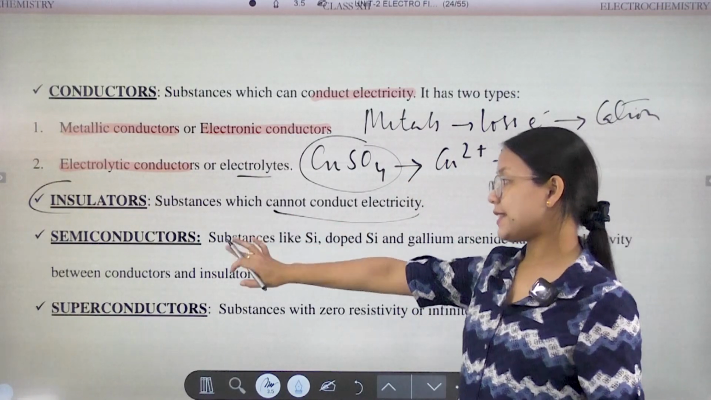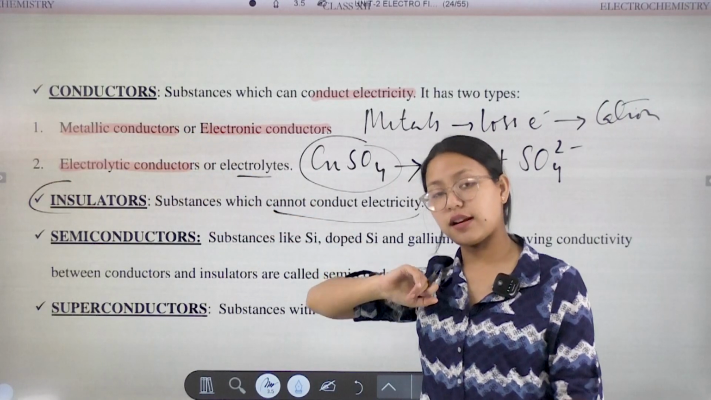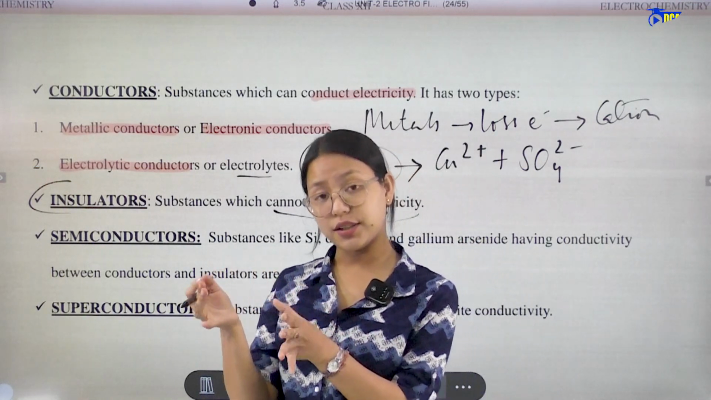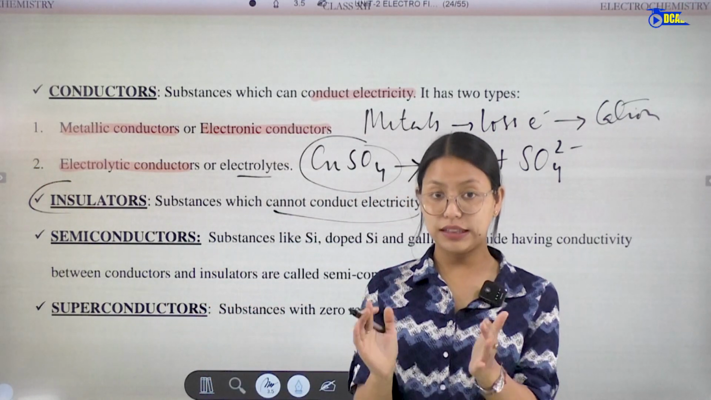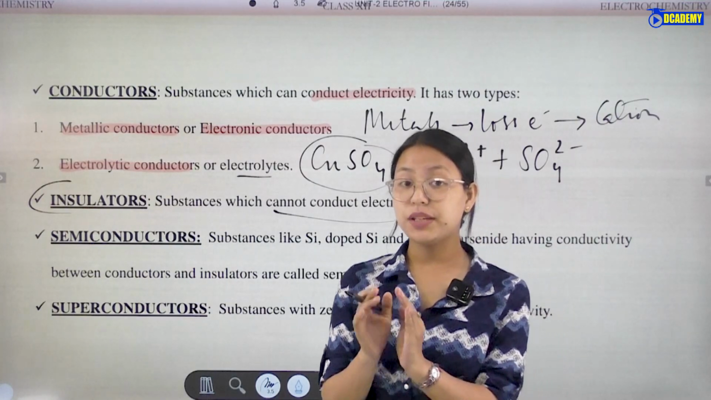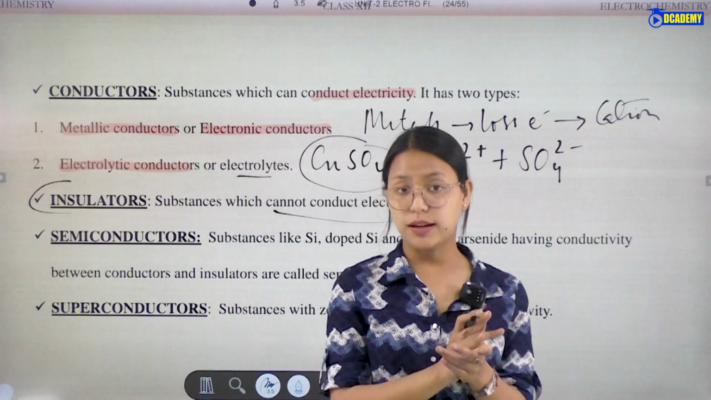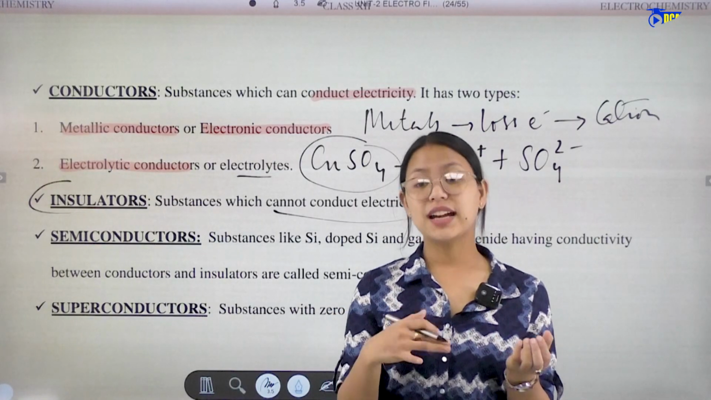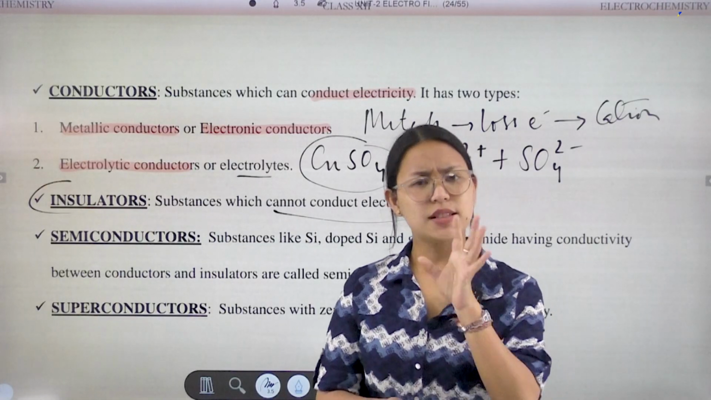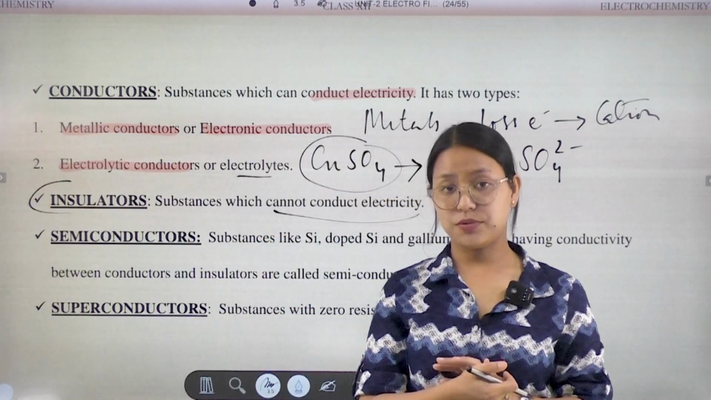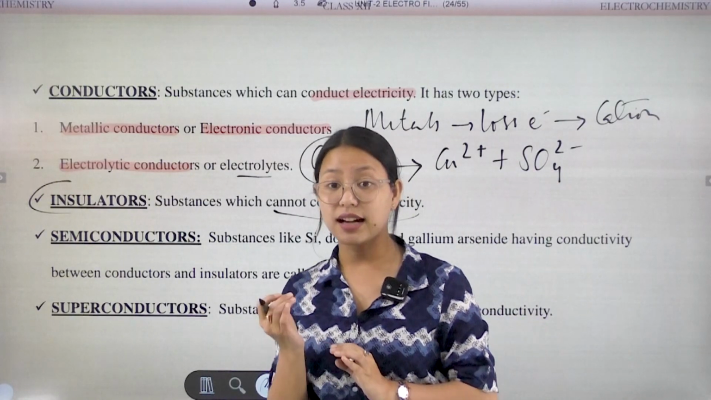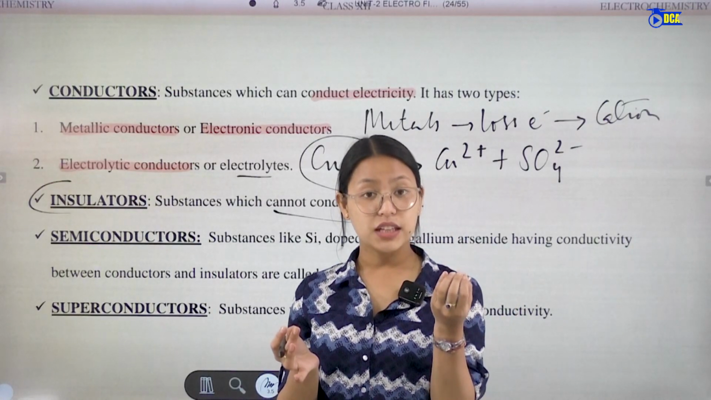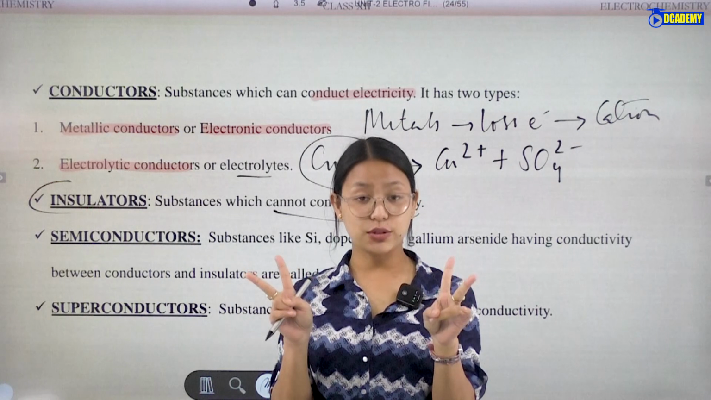Now we know conductors and insulators. Sometimes there are substances which act like a conductor and sometimes act like an insulator.